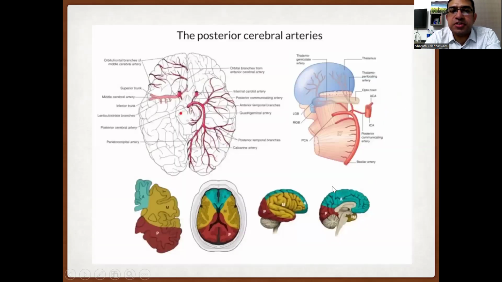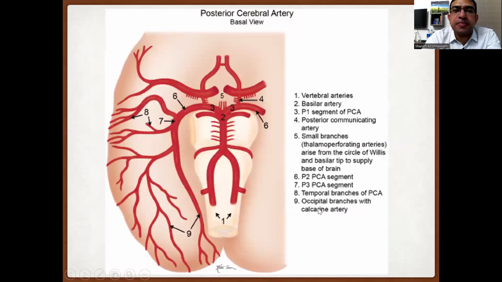Moving on to the posterior cerebral artery. This diagram is just to explain and describe the path of the posterior cerebral artery. If you can look here, it also supplies the posterior part of the brainstem, and in the diagram, what is highlighted in red is the area supplied by the posterior cerebral artery.